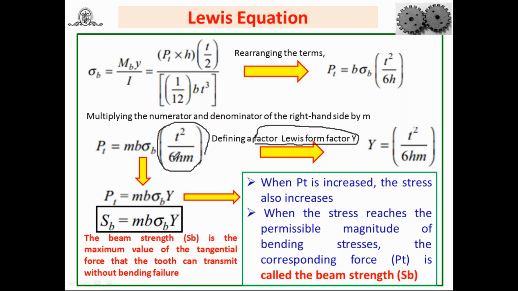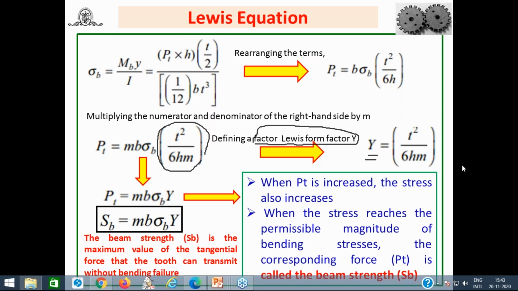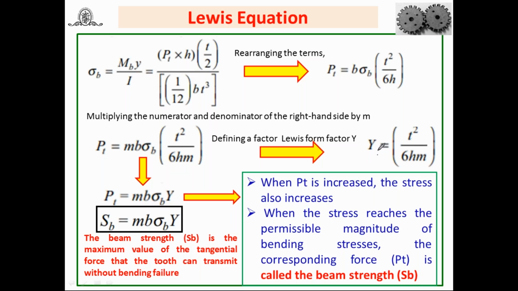And defining this factor, we state here Y is equal to T square upon 6 into H into M. So we have introduced one factor, that is Lewis form factor Y. Y is equal to T square upon 6HM. Therefore, you can replace this term by Lewis form factor Y. So what you will get? Here you will get PT is equal to M into B into sigma B into Y.